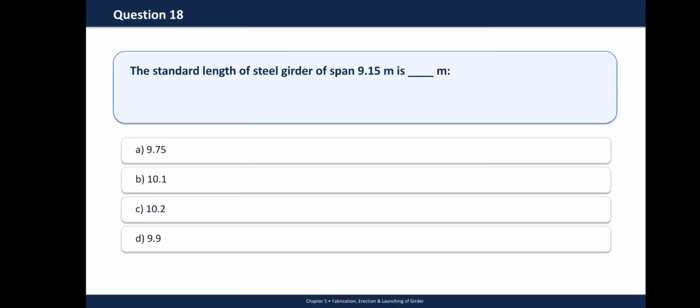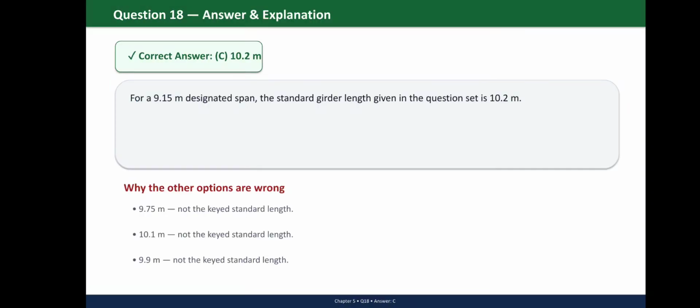Question 18. The standard length of steel girder of span 9.15 meters is blank m. Options: A. 9.75, B. 10.1, C. 10.2, D. 9.9. Correct answer is C. 10.2. Explanation. For a 9.15 meters clear span, the total standard overall length of the girder is 10.2 meters.